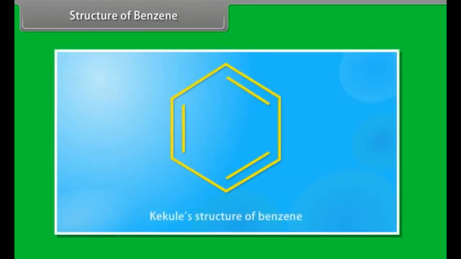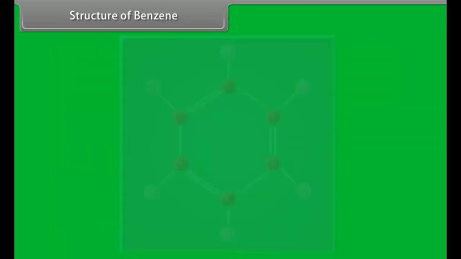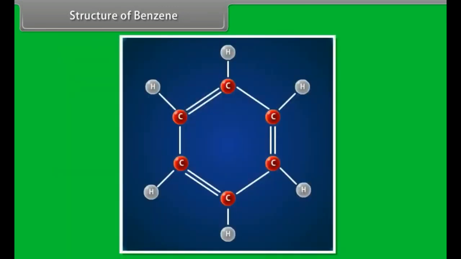Structure of benzene. A chemist, Kekulé, in 1865 suggested the following structure for benzene. According to Kekulé, 6 carbon atoms in benzene are on the 6 corners of a regular hexagon. Each C atom is attached to one H atom. There are 3 alternate double bonds between C atoms to complete the 4th valency of carbon.